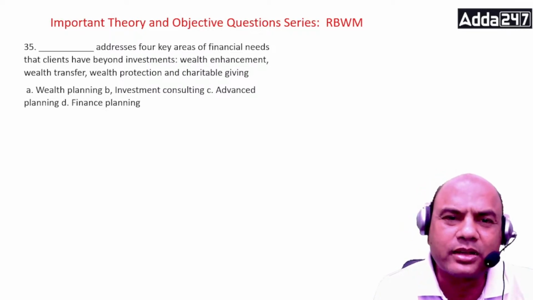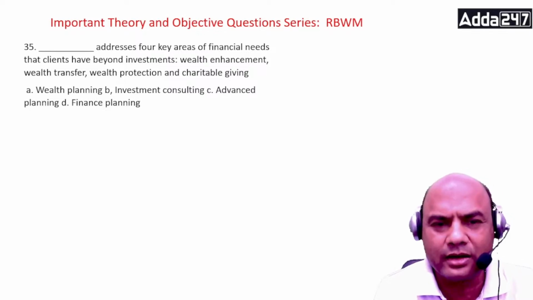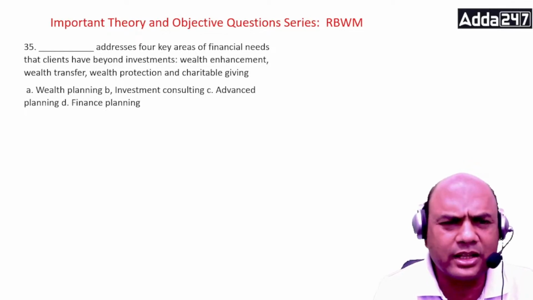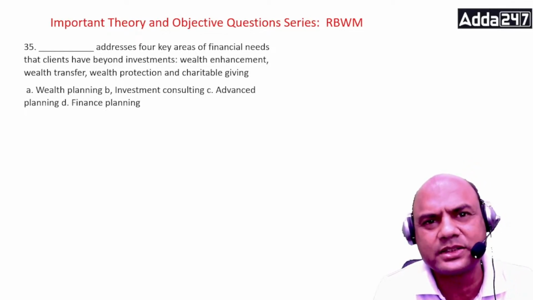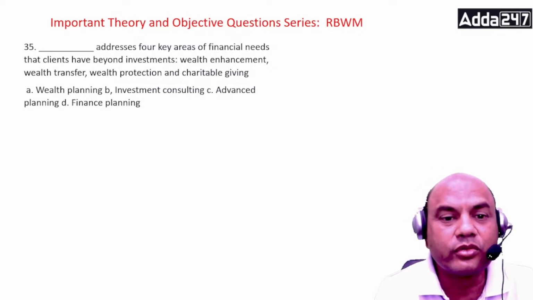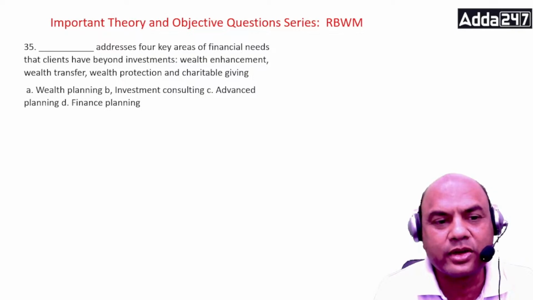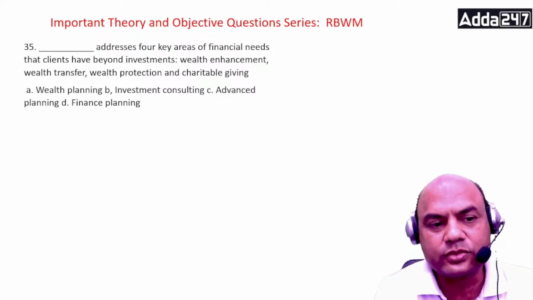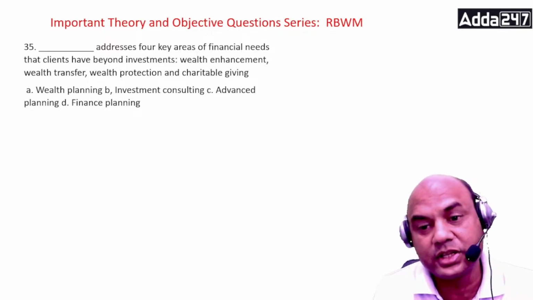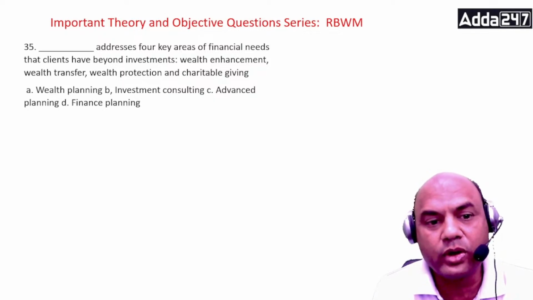Our EMIs are so big that you can't even think of wealth planning, right? Whatever salary comes, immediately in 3 days it's gone. Nowadays it's so fast, all these EMIs and standing instructions. Salary day, 3 days, everything gone. So, wealth enhancement, wealth transfer, wealth protection, charitable giving, these are beyond investment. So what addresses this? Wealth planning, investment consulting, advanced planning, and finance planning. Which addresses these issues? These four which are given above. Who addresses these issues?